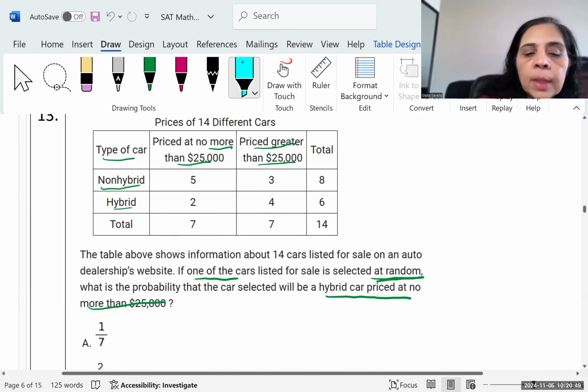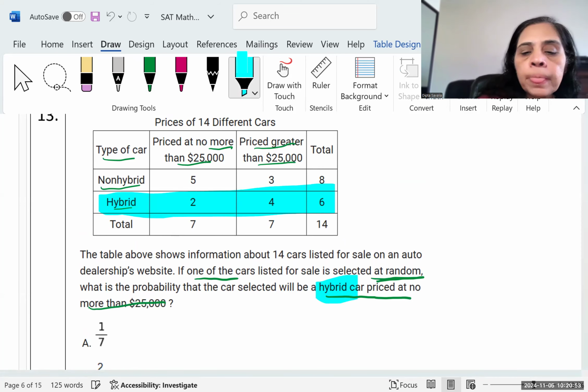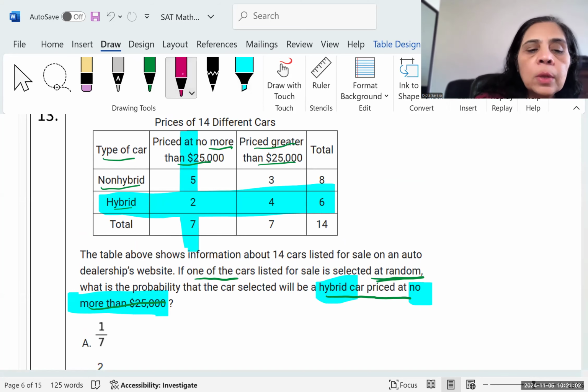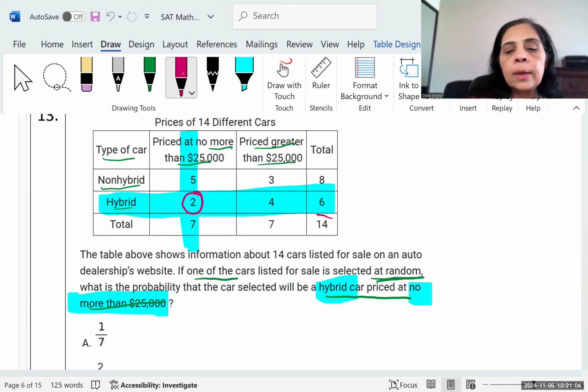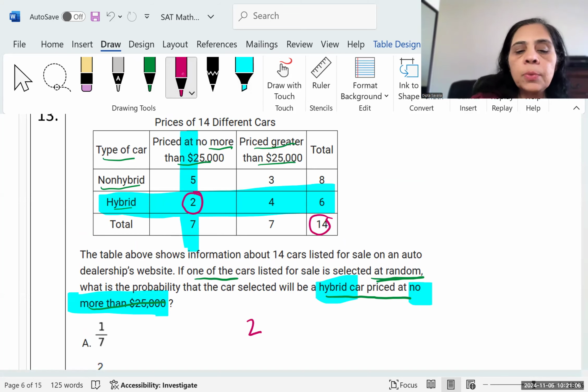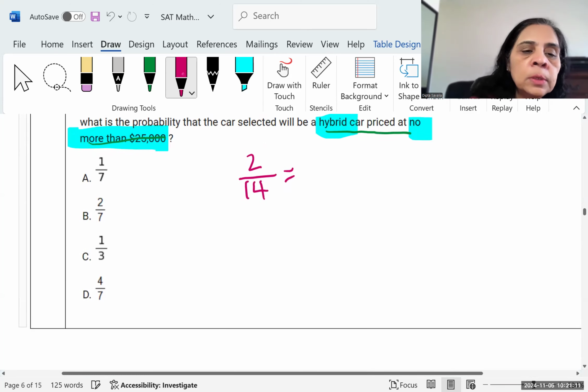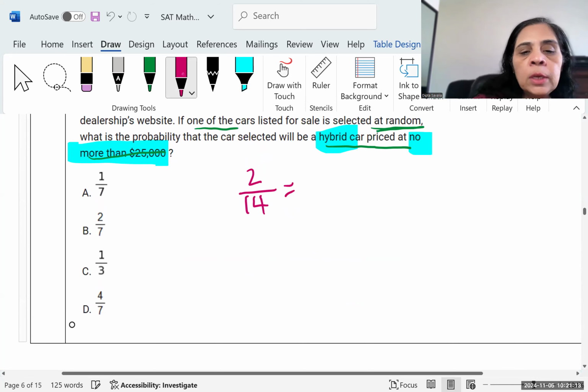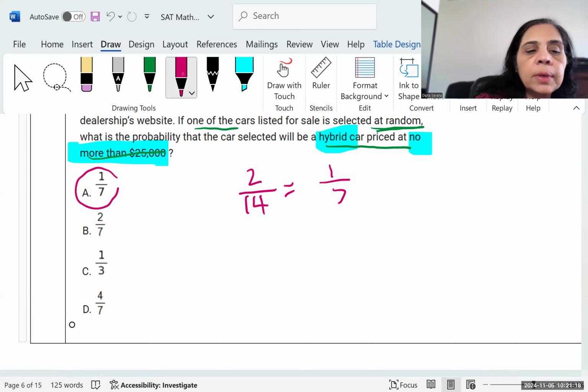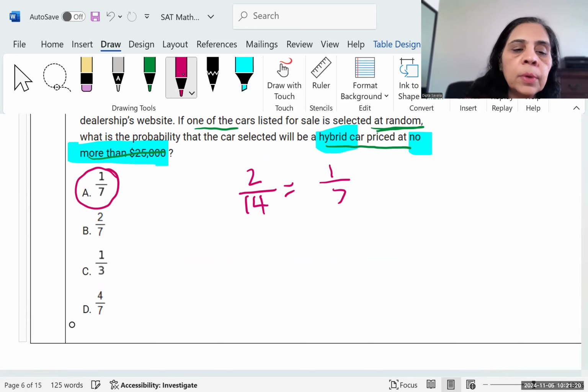So let's see. We are looking for hybrid cars. So we will check right here. And it says, and also what? No more than 25,000. So which one is no more than 25,000? So we have 2 cars and the total is 14. So we can do 2 over 14. We will check, do we have that option? 2 over 14, no. So we can simplify. We can divide by 2. So 1 over 7. All right.